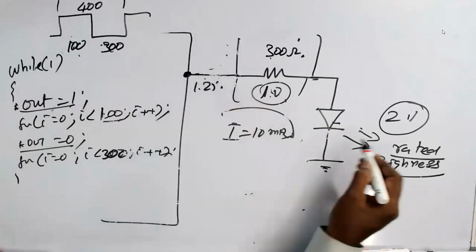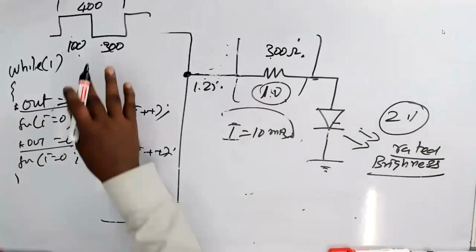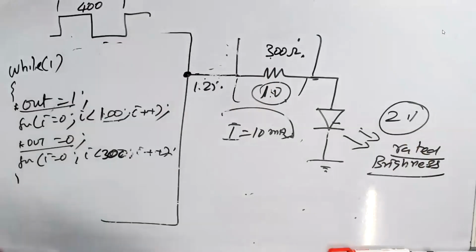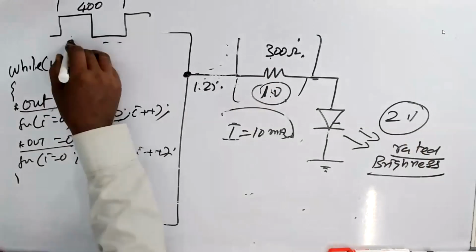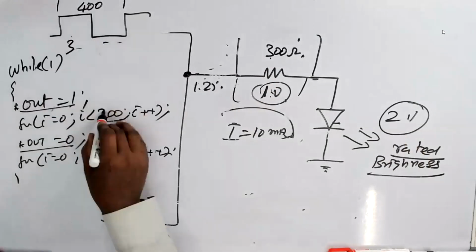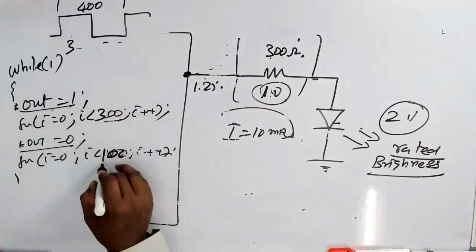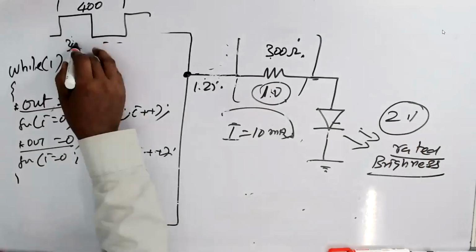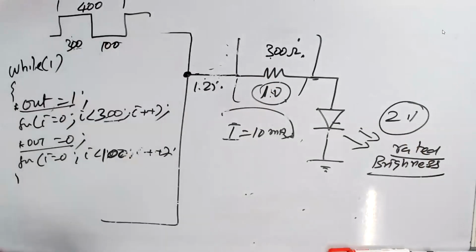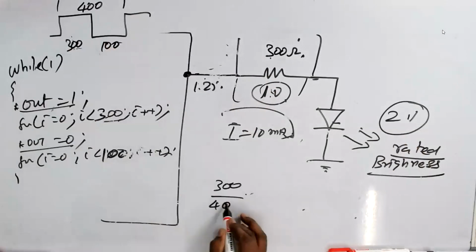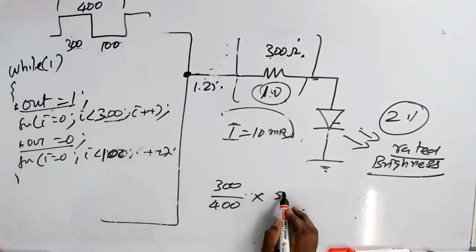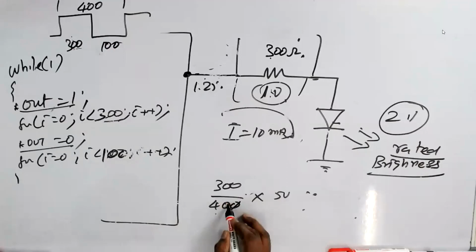Now if you make this 300 and 100, then what happens? Totally 400. But what is the duty cycle? 300 divided by 400 into 5 volt. So 3 by 4 into 5 volt is 3.75 volts.